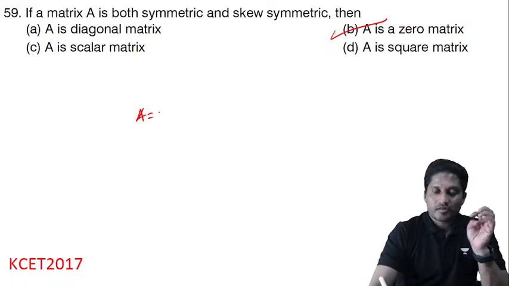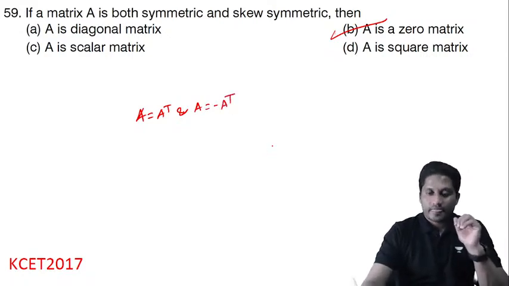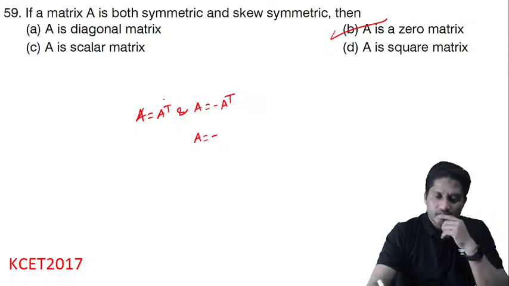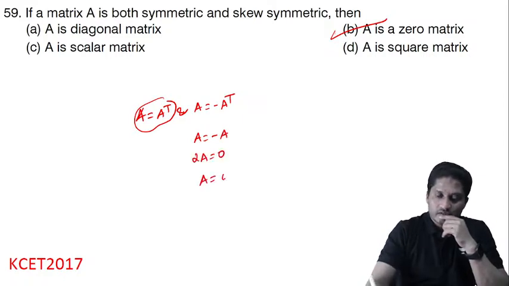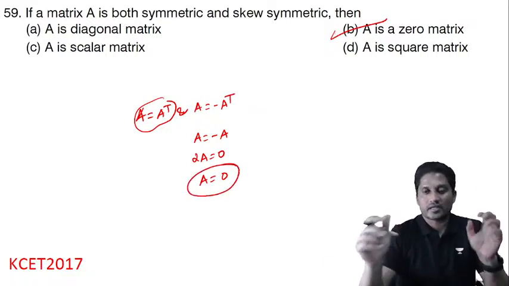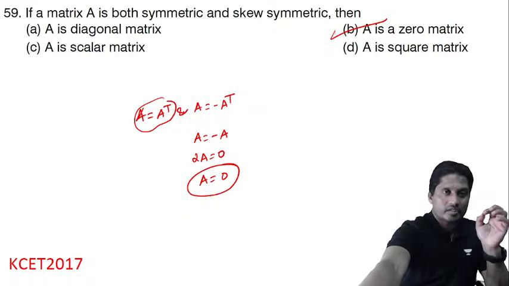Suppose A is equal to A transpose, and A is equal to minus A transpose. I'm just proving it, okay? If I equate them, A is equal to minus A transpose is same as A, right? A plus A, 2A is equal to 0. I get A is equal to 0. It's a null matrix. A matrix which is both symmetric and skew symmetric is a null matrix. This is an NCERT multiple choice question only.